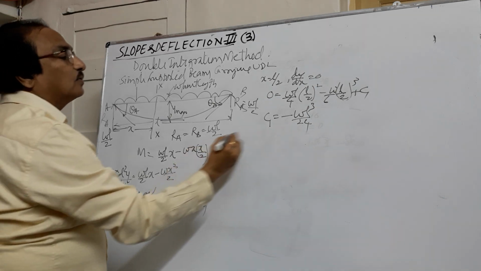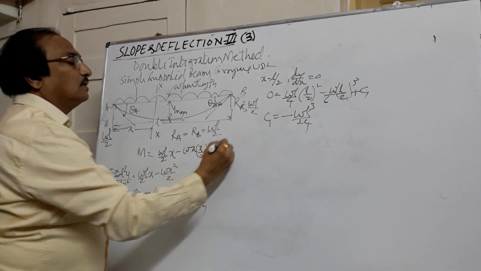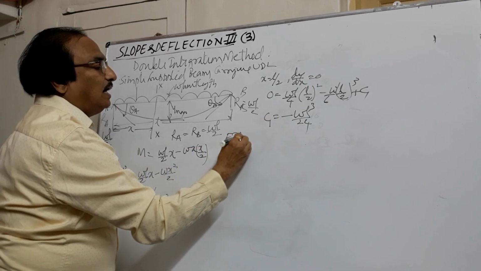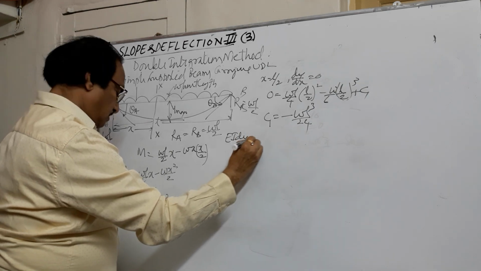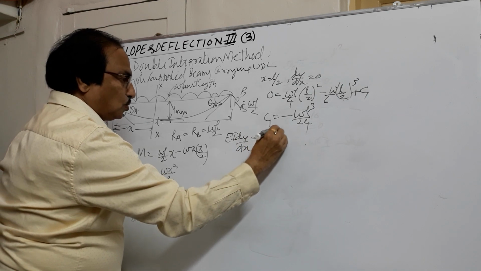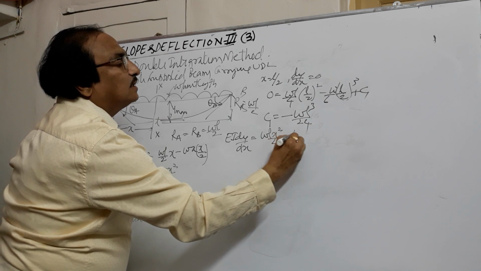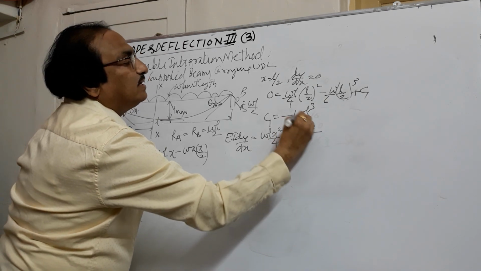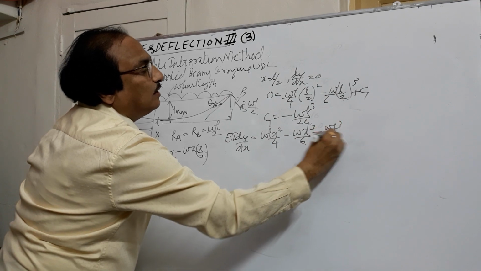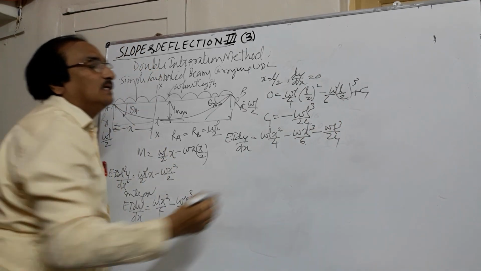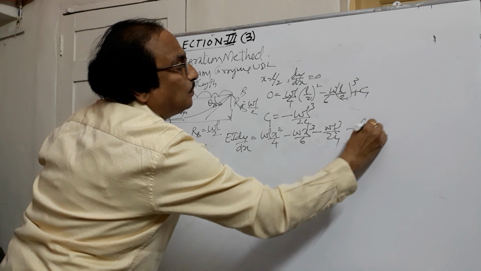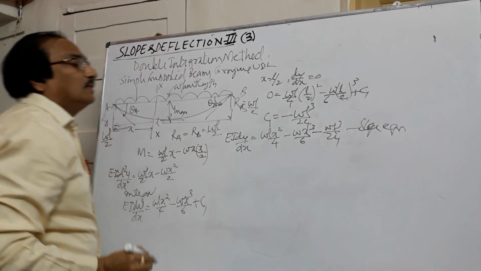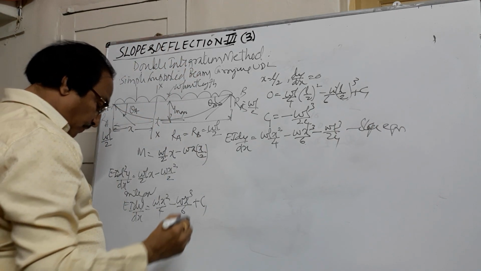If I substitute that in the slope equation, EI dy by dx is equal to WL x squared by 4 minus W x raised to 3 divided by 6 minus WL cube by 24. This is C1. This equation is known as the slope equation.